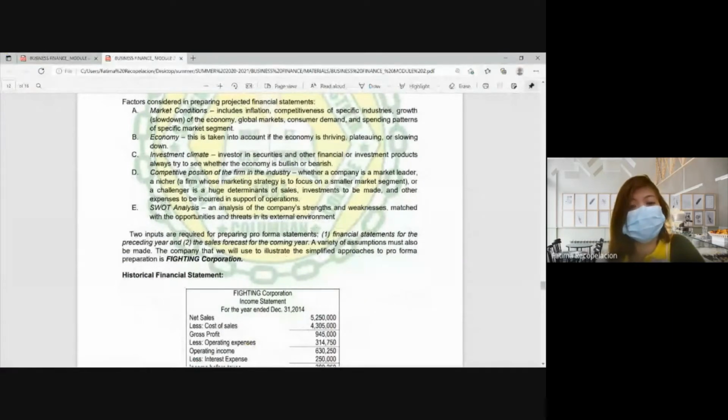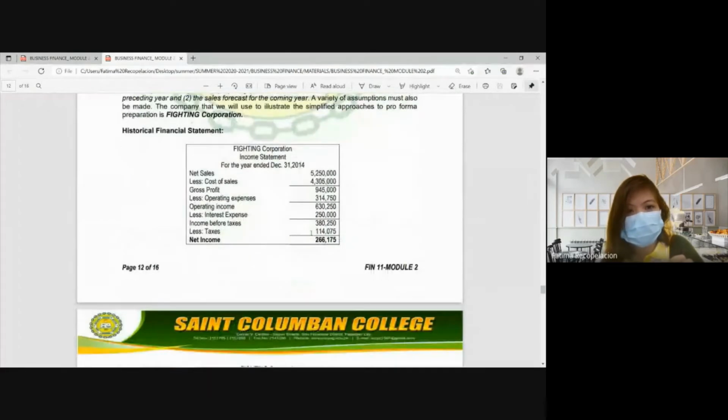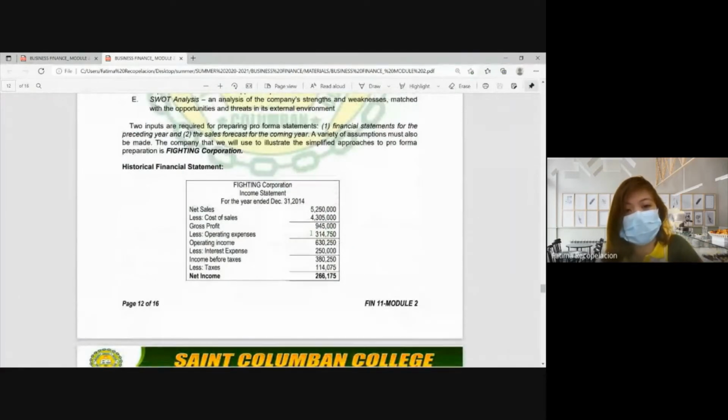Let's go over to this example. If you have the module with you, you can go over to this page. Naka-give na ang financial statement, income statement, and a balance sheet. So, apart from the financial statement itself, naka-give ko ug mga assumptions. Based on the assumptions, we could now forecast our future financial statement.